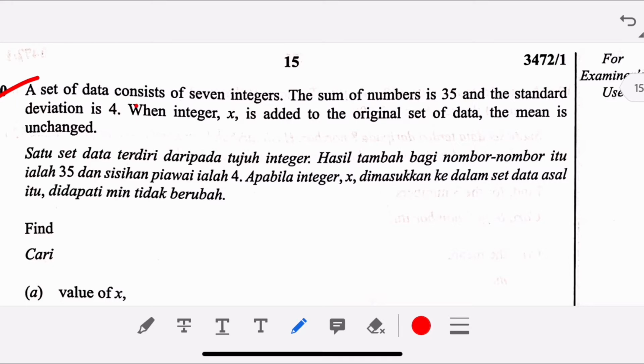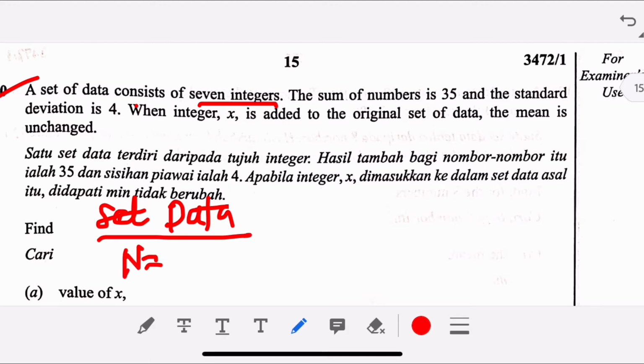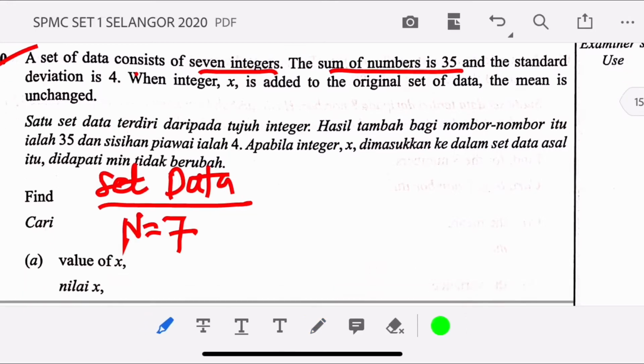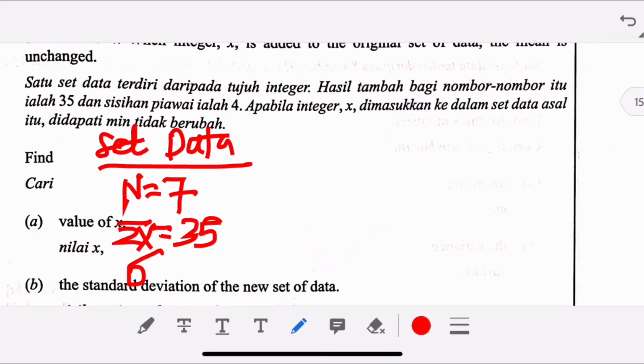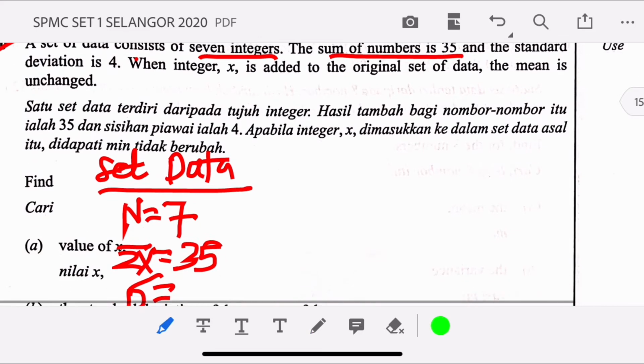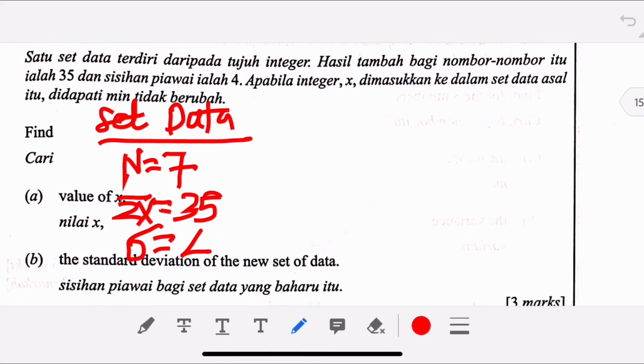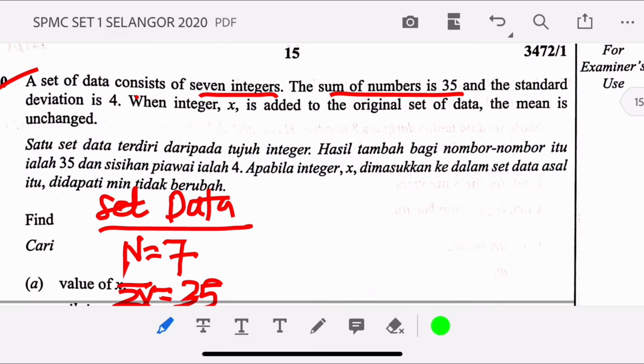A set of data consists of 7 integers. So when you read, you will actually set down the original data. Okay, n is 7. We expect we have 2 sets of data. The sum of numbers, this is how you write sum, is 35. And for the original data, we use one color. Standard deviation is 4. It means they gave you variance also. Variance is 16.